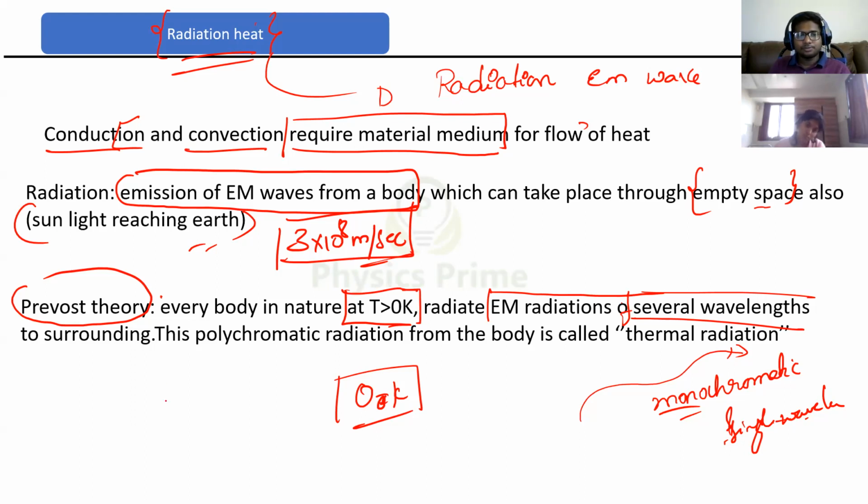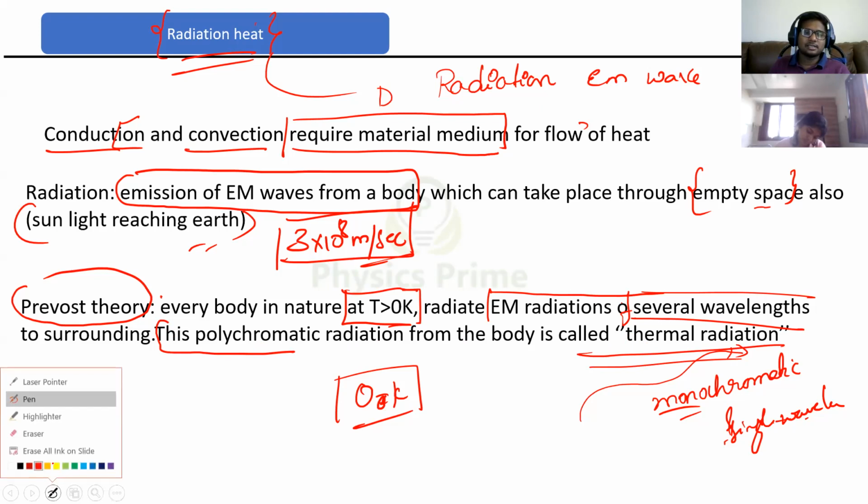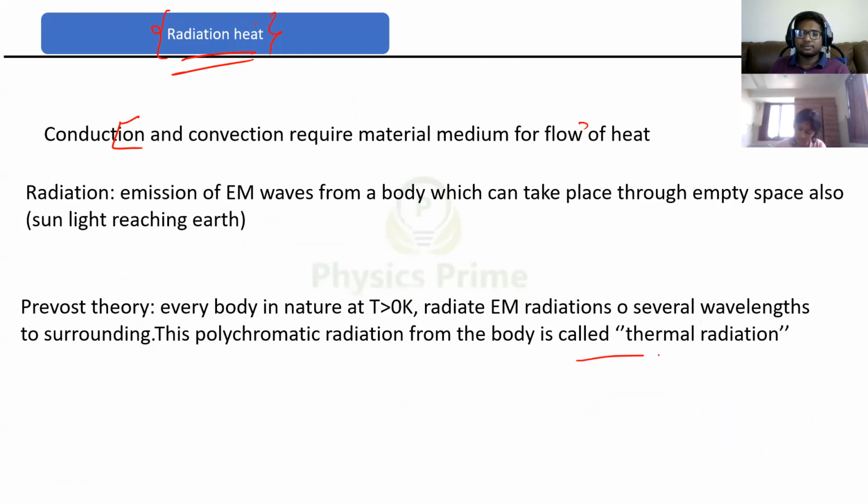Okay, now this kind of polychromatic radiation, that means not monochromatic, many wavelengths coming from the radiation, is called thermal radiation. Got it? Yes. Shall I go ahead?